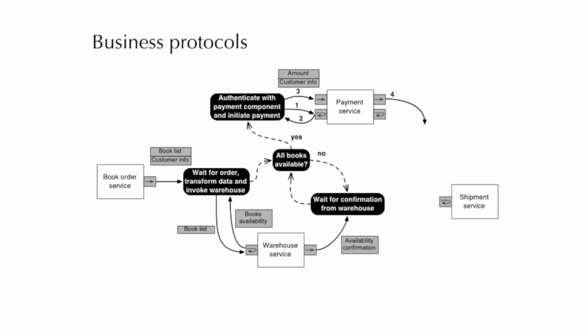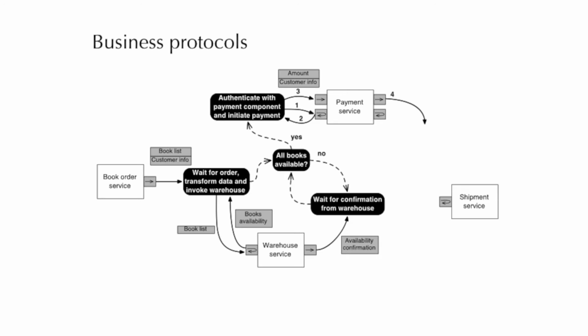let me switch on the pen. We first send an authentication request to the payment service, which in response sends us an access token. Then, only if we have the access token, we can invoke the actual payment operation of the payment service, where we send the amount of money that we need to pay and some customer information with the credit card details for the payment. Then we know from the business protocol of the payment service that once the payment is processed, this is an asynchronous operation.